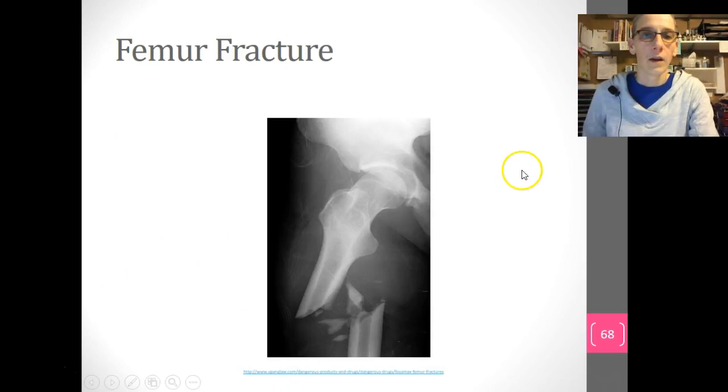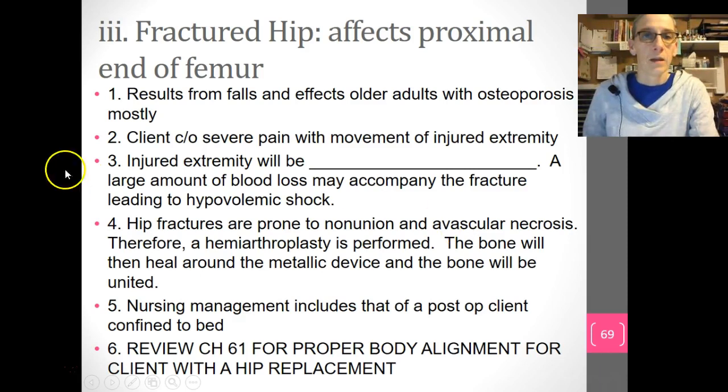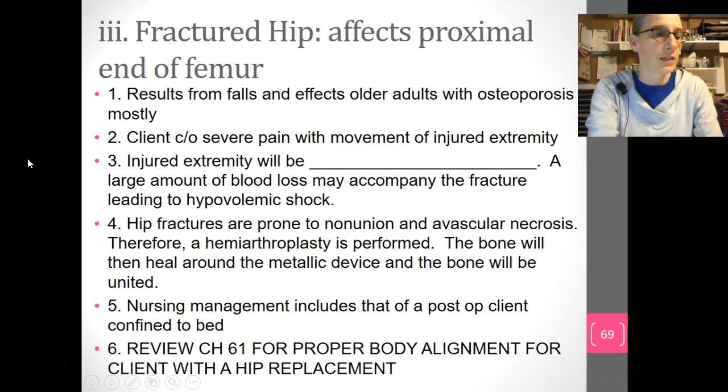All right, femur fracture. So here's a nice picture of a femur fracture up here. A fractured hip affects the proximal end of the femur. Hip fractures are often fractures of the femoral neck. They result from falls and affect older adults with osteoporosis primarily.